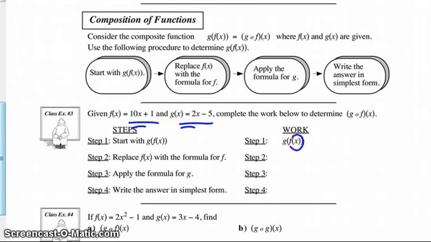What is f of x? Go back up here and just look. f of x is right there. That's what's inside of g's belly. Inside of g's belly is 10x plus 1.